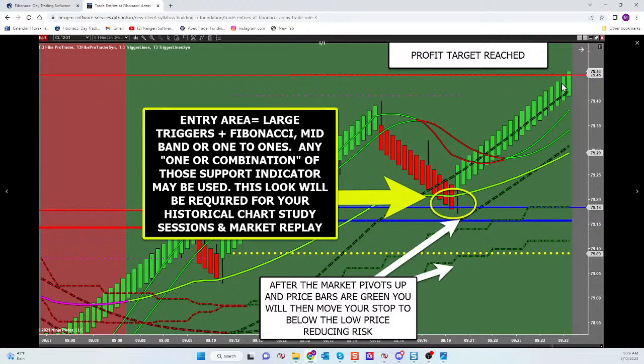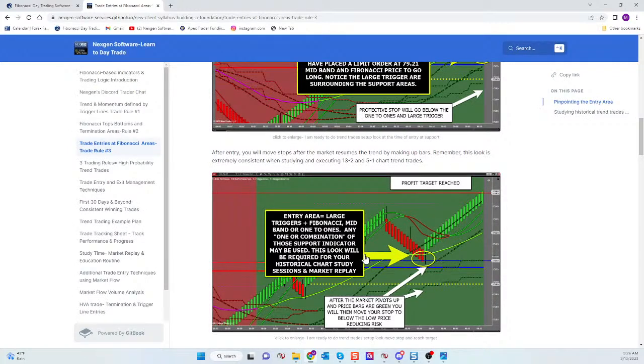Once it begins to move in the direction of my trade, I can reduce my risk below a reversal bar because I waited for the pullback. My risk is reduced because I waited for the pullback. My profit potential grows. Guys, this is your highest probability trend trade. This is your best of the best.